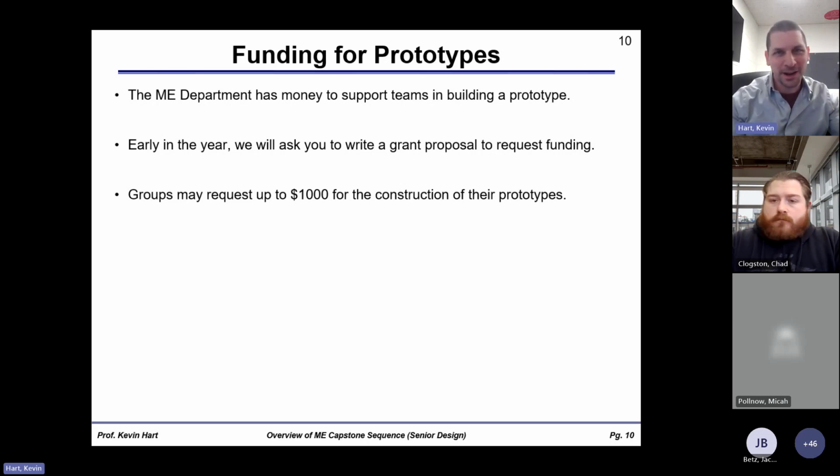I did not have this money when I was an undergrad. When I went through my time, I had to pay for parts of the prototype that I made when I was an undergrad out of my own pocket. So this is kind of a nice thing that we have in the mechanical engineering department. All right.